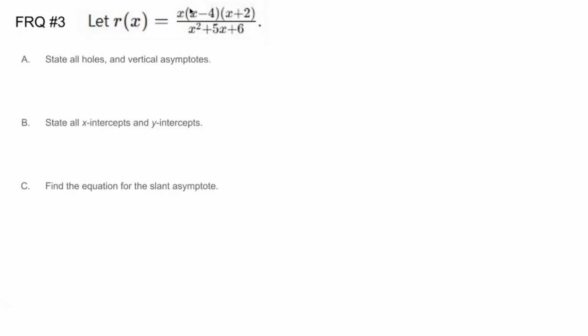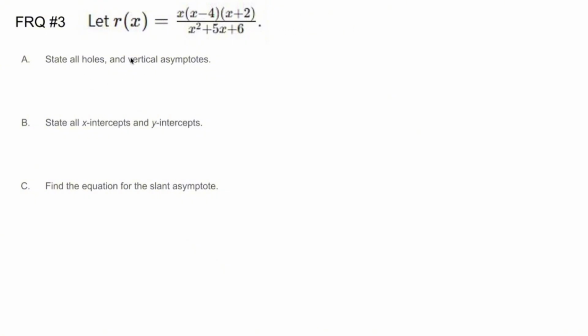Let r of x equal x times the quantity x minus 4 times the quantity x plus 2 in the numerator and x squared plus 5x plus 6 in the denominator. State all holes and vertical asymptotes. I guess we're not worrying about zeros. Oh, I see why. I don't know why there's an Oxford comma there. I'm not going to complain. I'll just blame the person who made this problem, me.